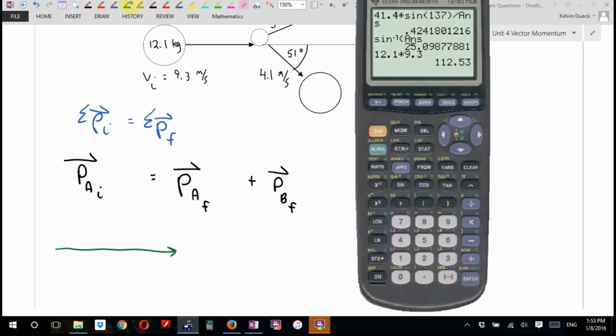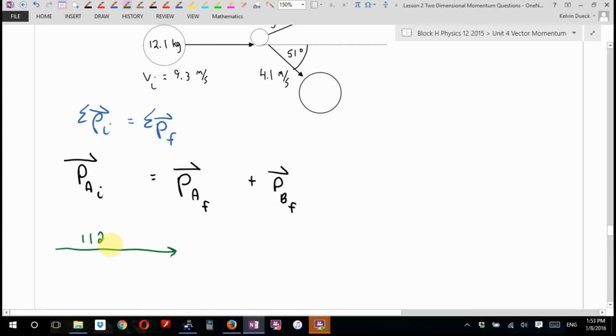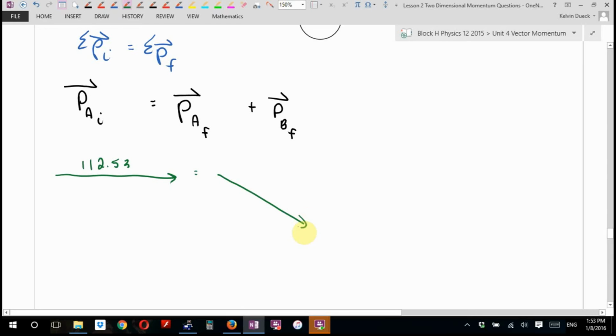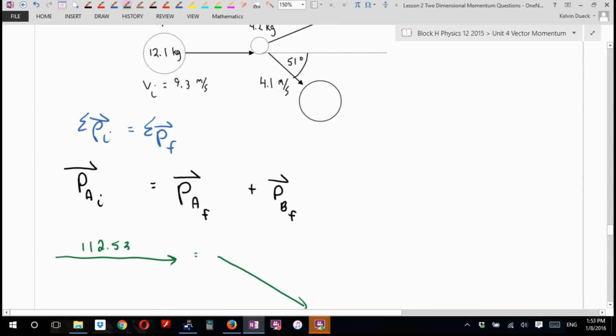112.53. Bam! They collide. After the collision, momentum A looks like that, the big circle. It looks like that in my picture. Did they give me the velocity? Kohei, they did. See it right there?